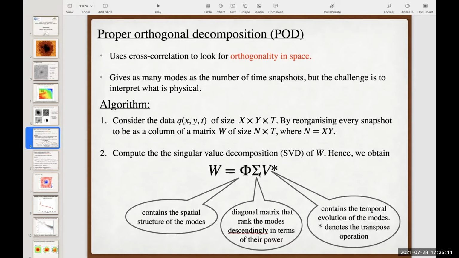The second matrix is sigma, which is a diagonal matrix, and it ranks modes in terms of their power. The last one is V, which contains the temporal evolution of the modes, such that every single column of that matrix shows the time evolution of a single POD mode. Okay, that's everything about the first technique, which is the POD.